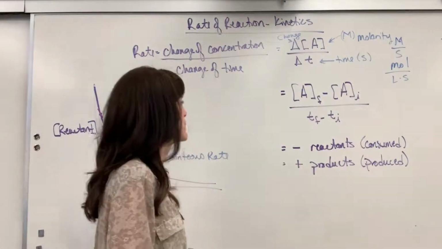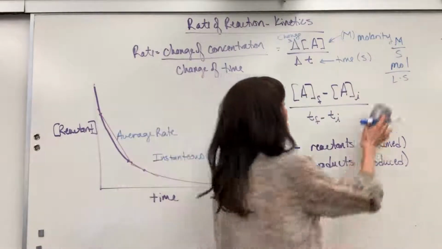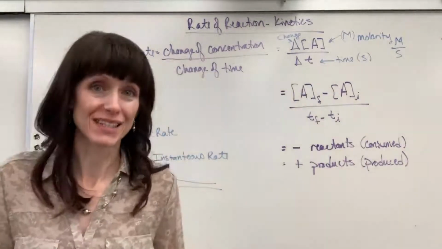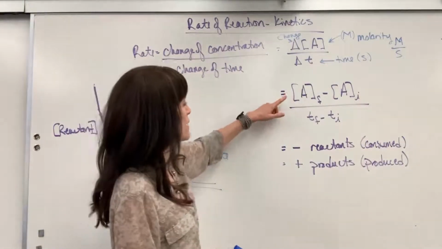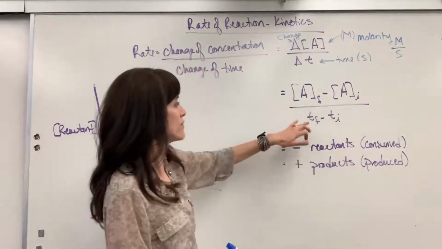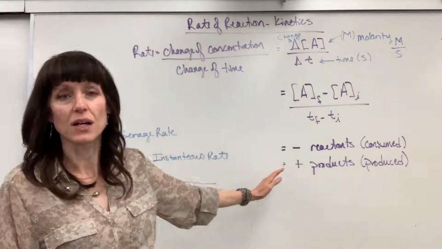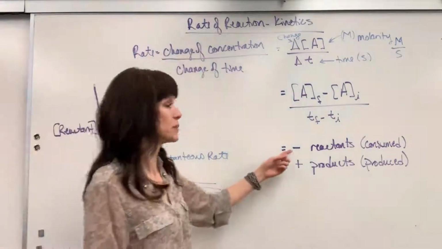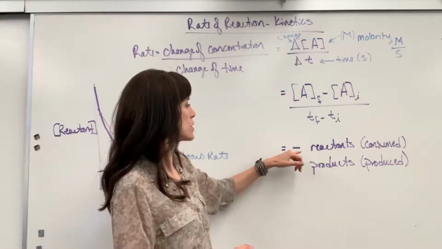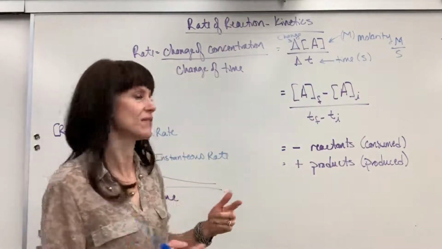That's totally fine. Now, breaking it out, change. You'll recall that change is always going to be final minus initial. So we will have the final concentration minus the initial concentration divided by the final time minus the initial time. And then I put a little note here. If it's a reactant, because it's being consumed, it's decreasing, we will literally put a negative in front of that. And I want you to look at the significance of that negative.